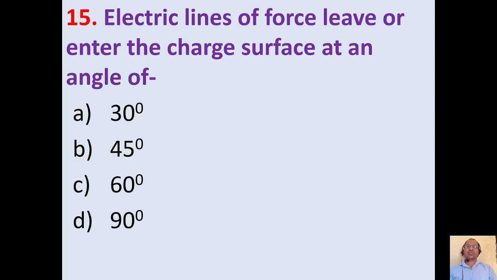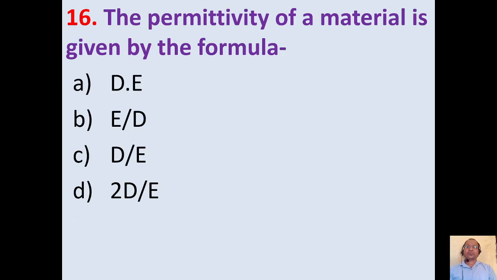Electric lines of force leave or enter the charged surface at an angle of. We have seen that electric lines of force are always normal to the surface of a charged sphere. Normal means it leaves or enter the charge at an angle of 90 degree. The permittivity of a material is given by the formula. We have seen the relation between D and E. D is directly proportional to E. We have taken a constant, it is permittivity of material epsilon. So epsilon is equal to D upon E.